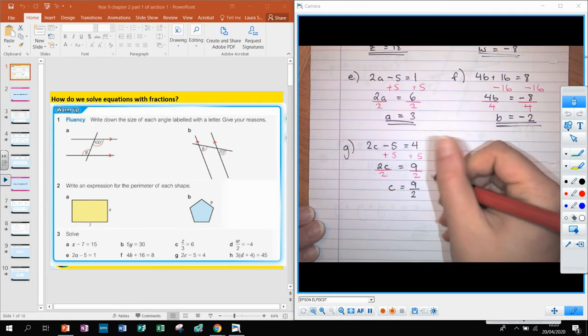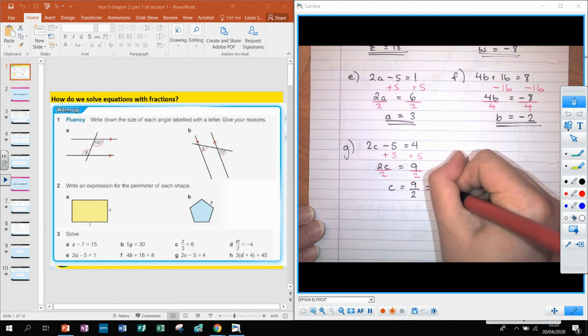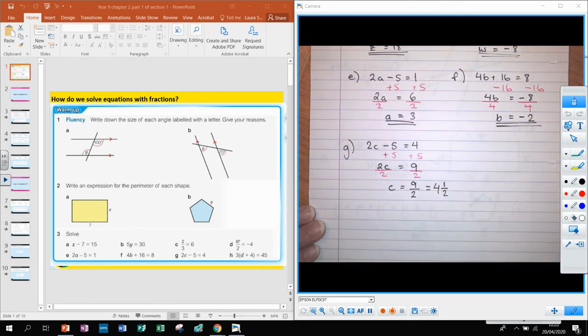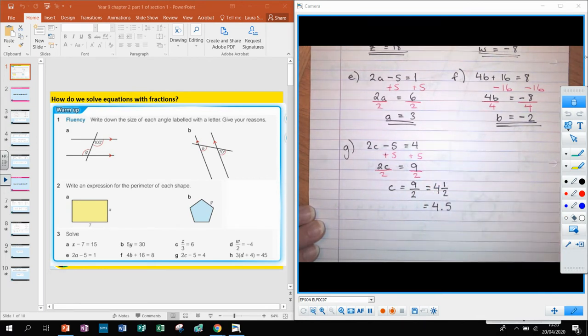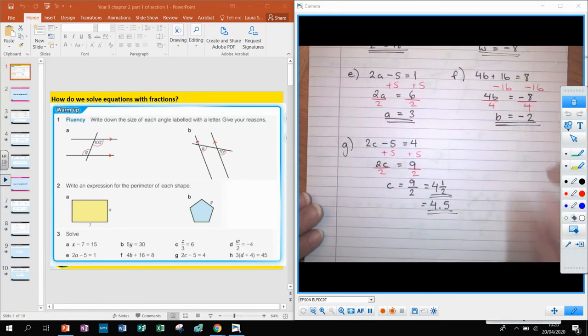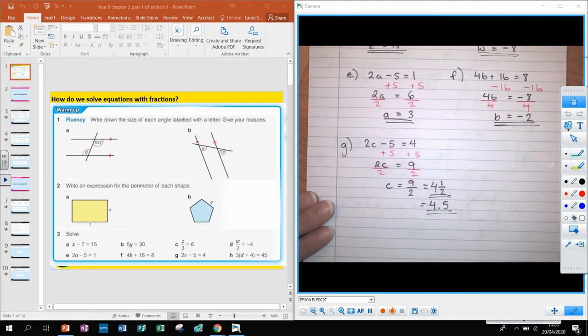Now 2 goes into 9 4 times with a remainder of 1. So that's 4.5, and I'm perfectly happy since it's just a half for you to write 4.5 as well. Okay, so either of those final answers are fine. It's technically still correct if you wrote 9 over 2. It's just not fully simplified.